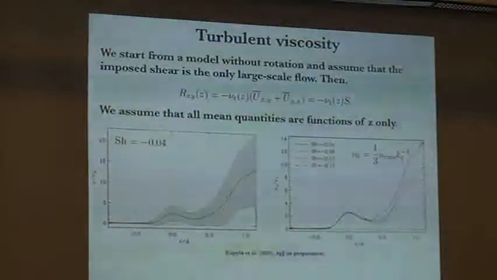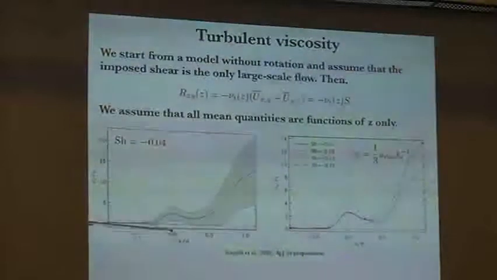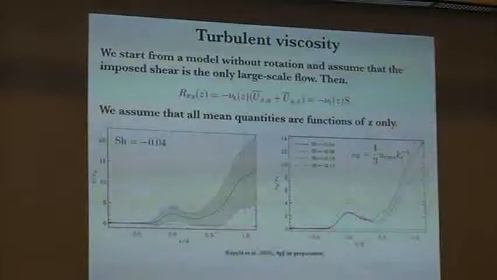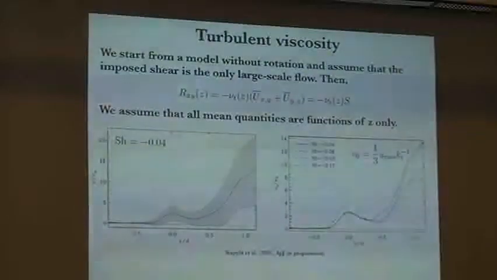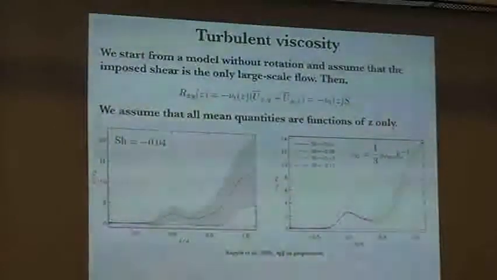Okay, and then what we also assume is that all mean quantities are then functions of Z only. So here now is the Z coordinate and the convectively unstable layer is between these two vertical lines here. The boundary conditions are periodic in the horizontal direction, and in the vertical direction they are stress-free on both sides.